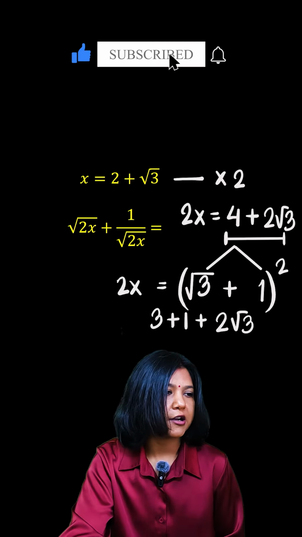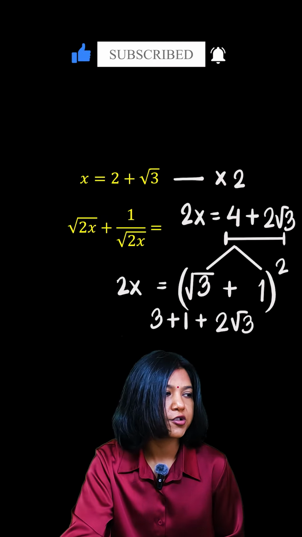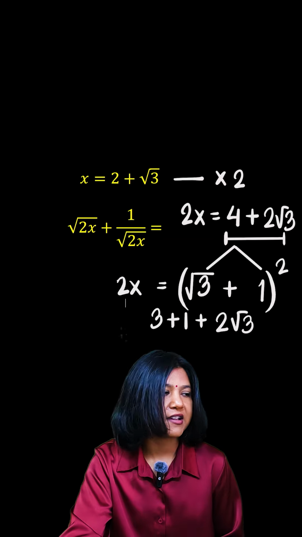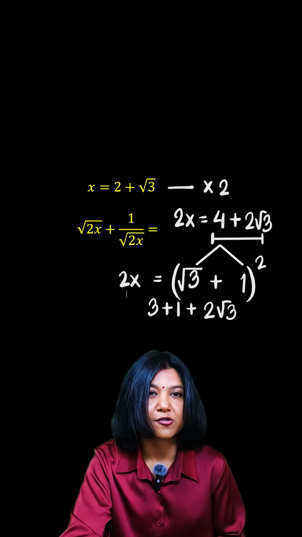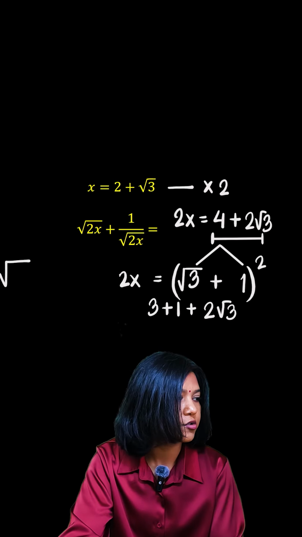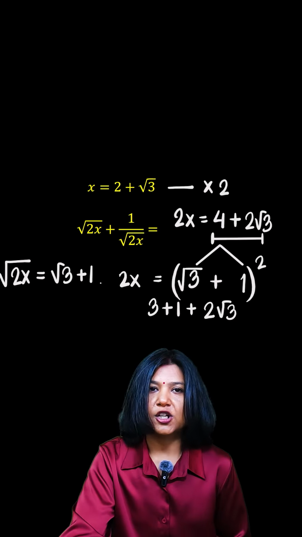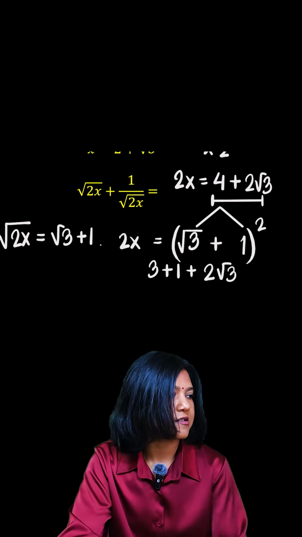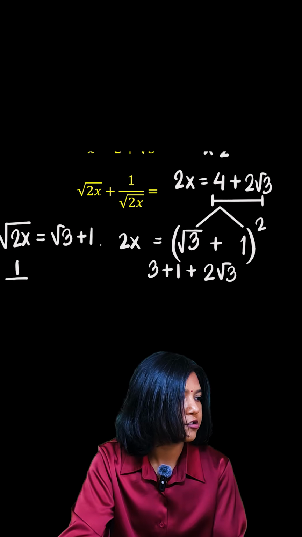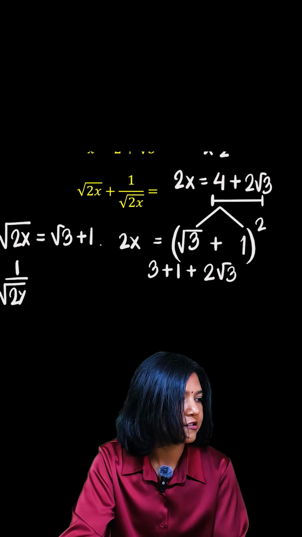Okay, that's the catch. Now the question wants you to find the value of root 2x plus 1 by root 2x. Because I know 2x is root 3 plus 1 the whole square, then root 2x is simply root 3 plus 1, correct? That's the meaning of taking the square root. And now the question is asking you to add this along with 1 by root 2x, which we need to rationalize.